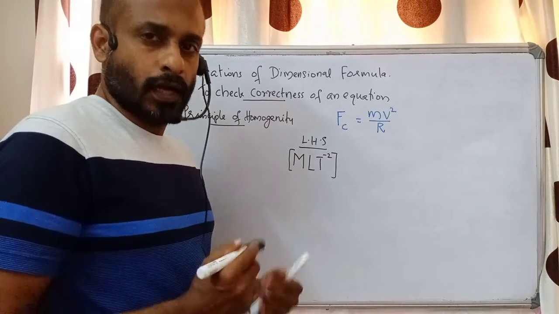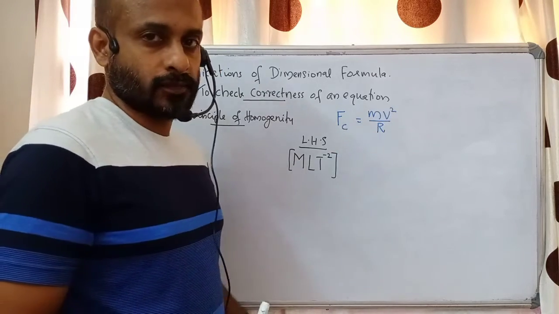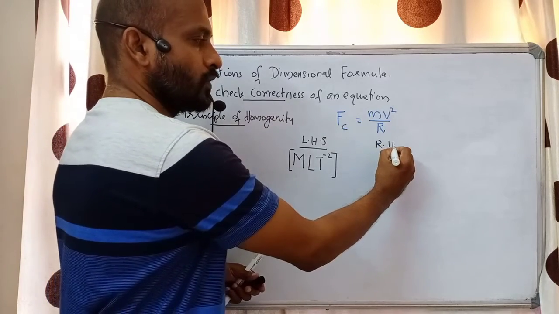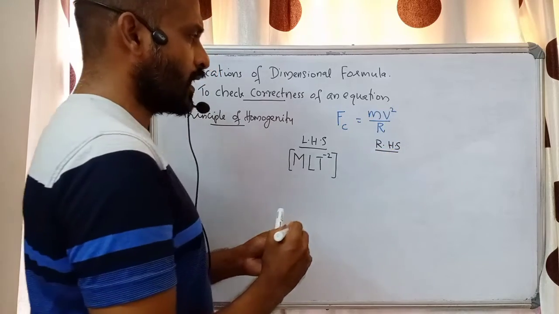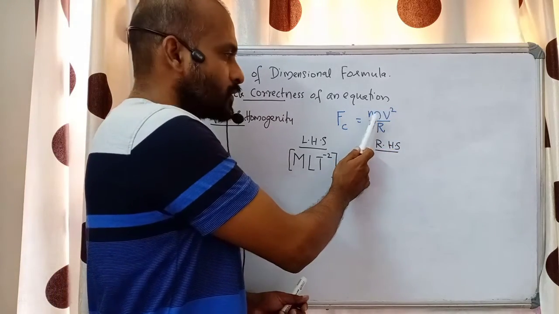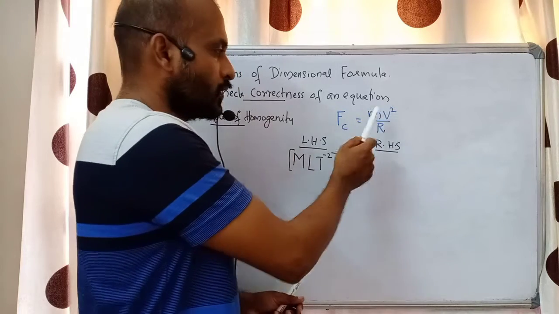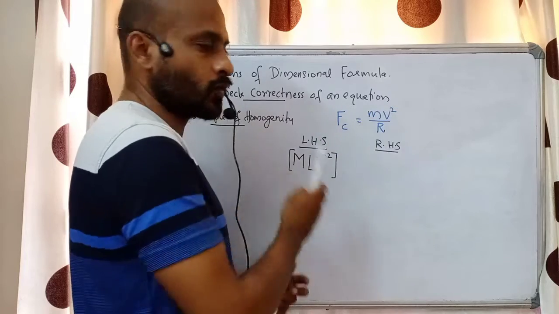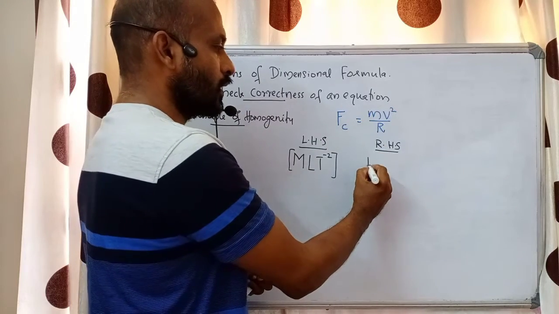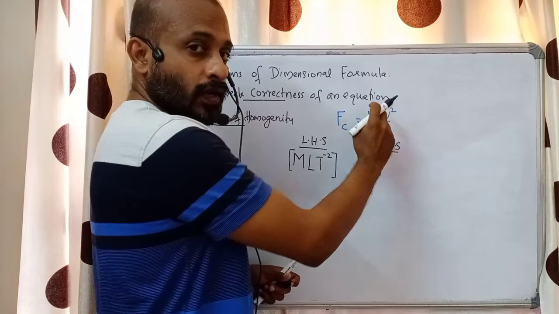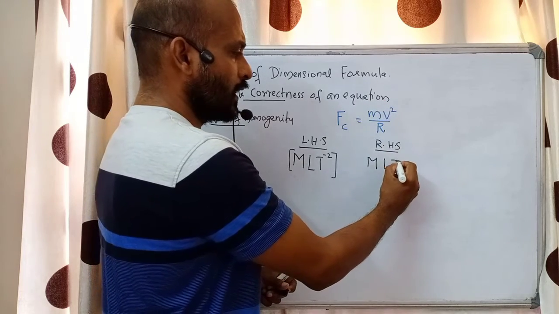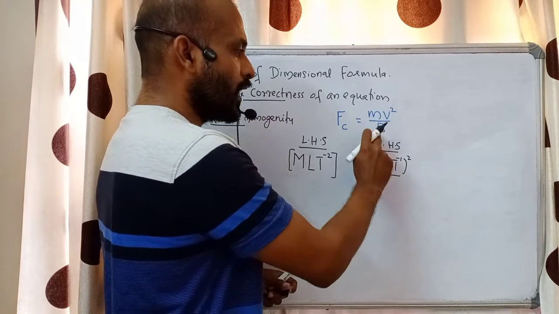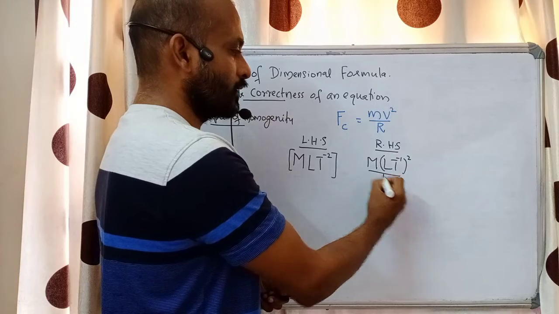Okay. Now we will see the dimension formula of the right side of the equation, RHS. RHS has three terms, m, v square and r. So we need the dimension formula of the entire term, mv square by r, which is one term. m has dimension formula capital M. v square is velocity square. What is the dimension of velocity? L t raised to minus 1. We have to square it. Divided by r, which is a distance, so we can use L.